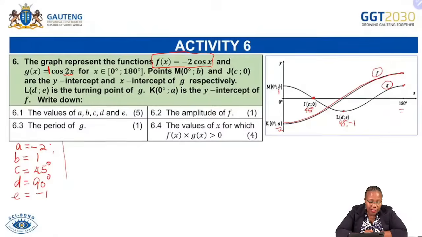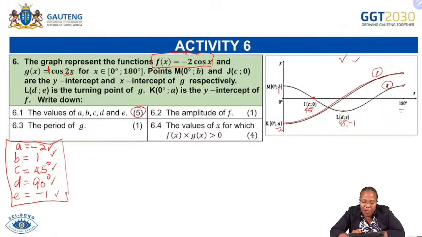It is easier for us because we have analyzed the graphs versus the formula that we are having for those particular equations of those particular graphs. And then this is worth 5 marks, 1 each there, hence we have the total 5. What is the amplitude of F? F is the red graph now.